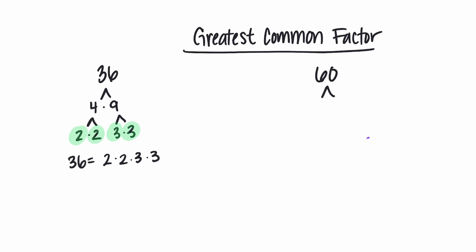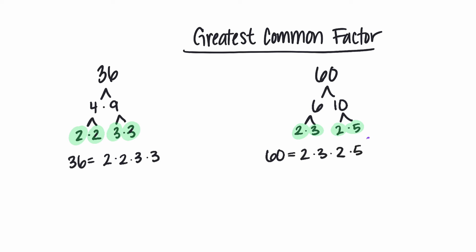Let's move over to 60. I know that 6 and 10 make 60. Both of these are not prime, so I'm going to go ahead and try to find their prime numbers here. 6 is 2 times 3, perfect. Those are both prime numbers. And 10 is 2 times 5. Okay, both prime numbers. So these are good also. So I'm going to make a list using my prime factors. 2 times 3 times 2 times 5.